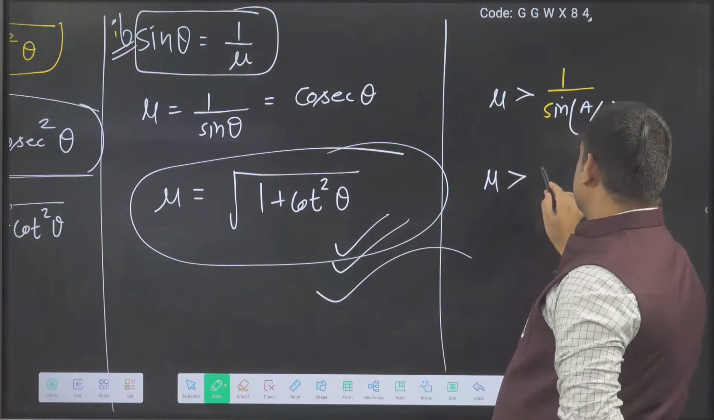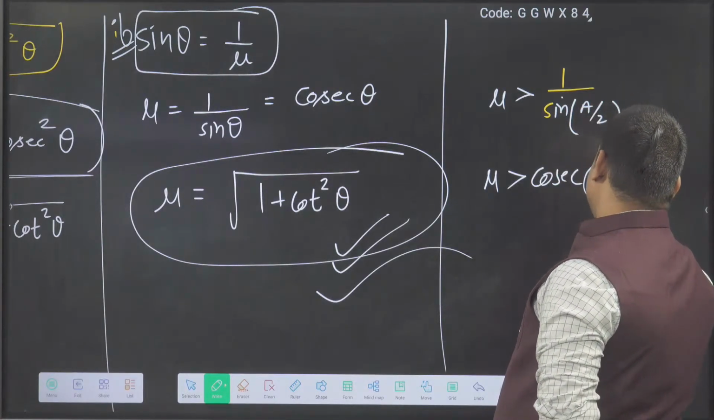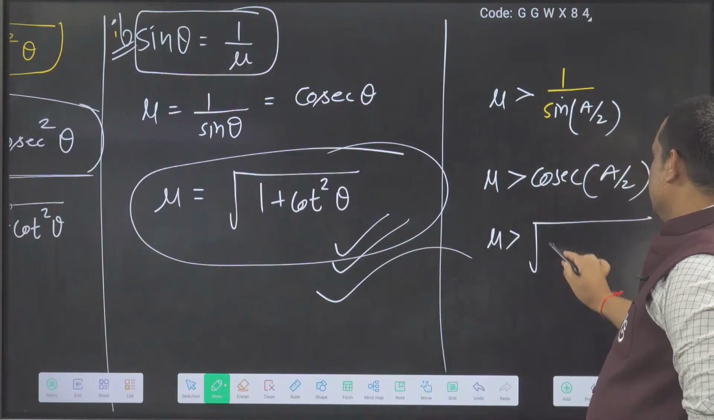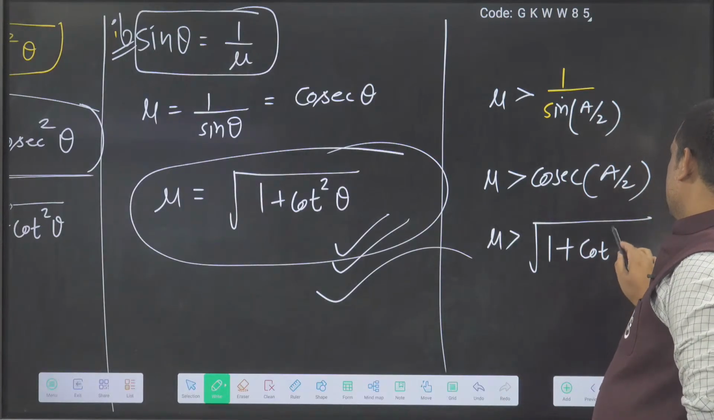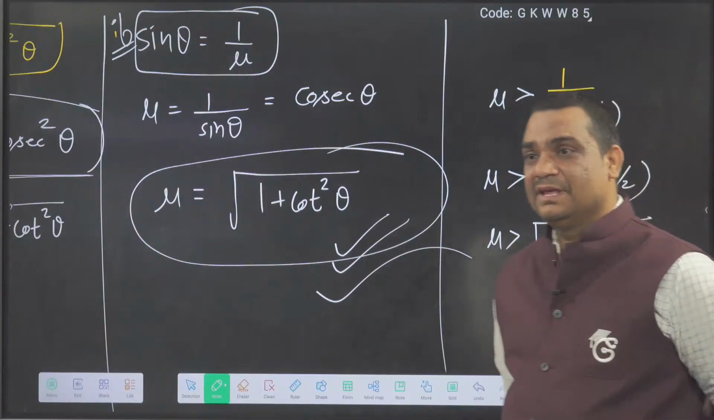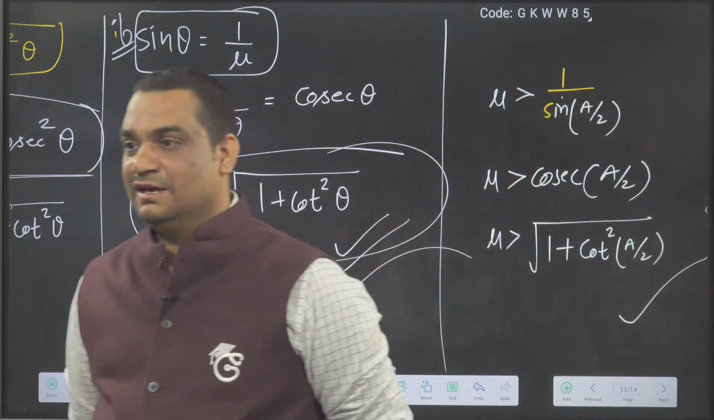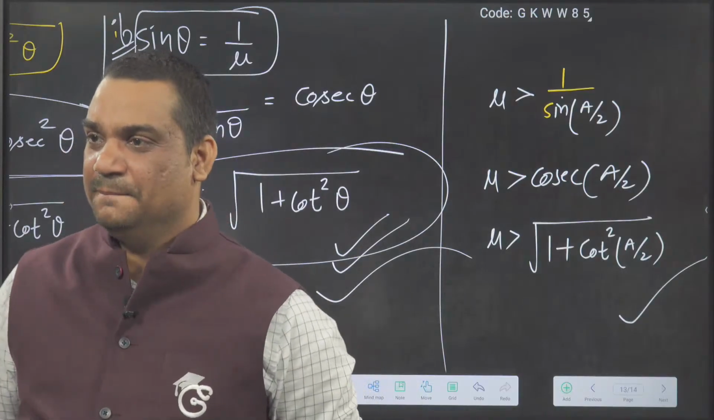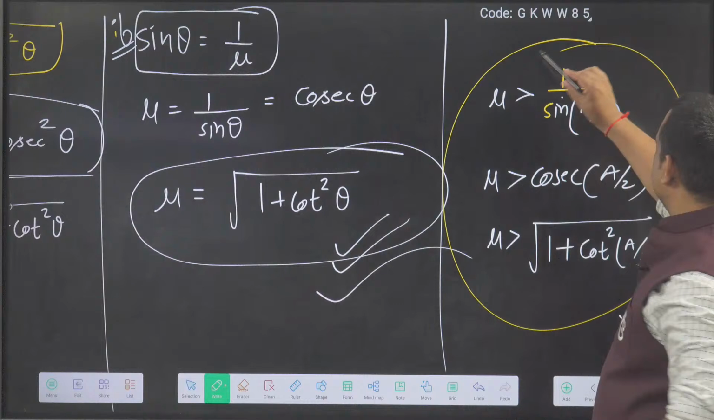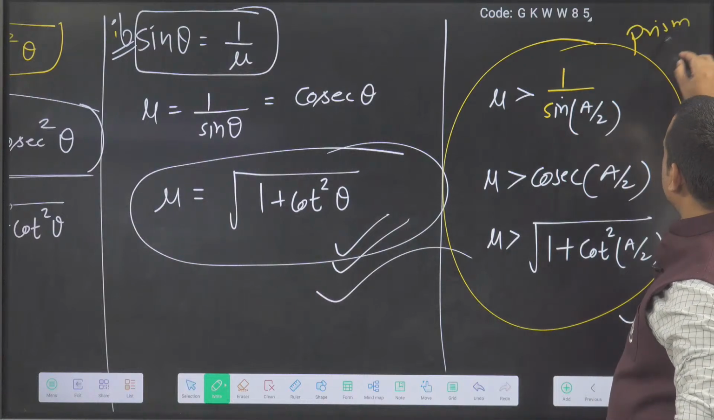And then we can write mu greater than cosec A by 2, and then we can write mu greater than root of cosec, which is basically nothing but 1 plus cot square A by 2, okay? It came in NEET also. In the Prism it will be there, okay? This thing will come in the Prism somewhere.